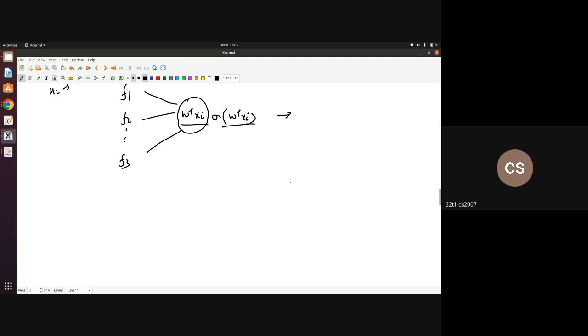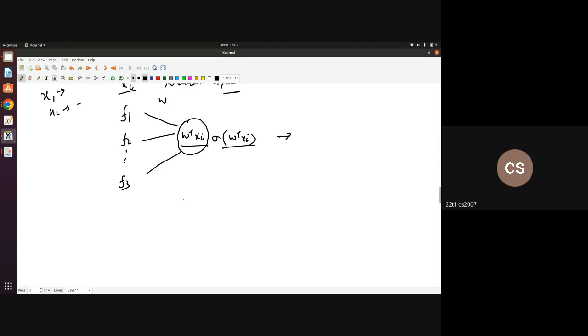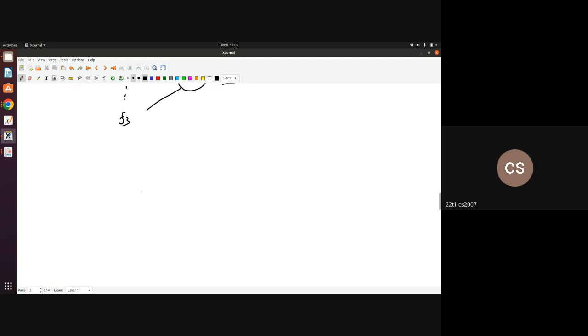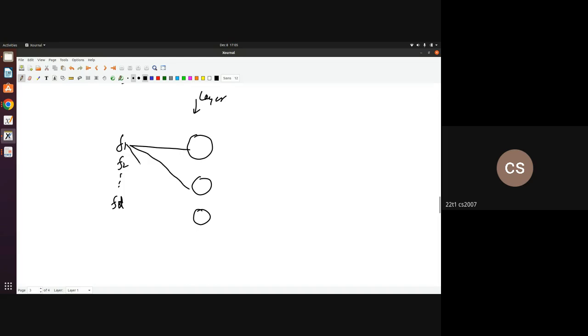Now in neural networks, what happens? We have several of such units. Once again, this will be our data. Instead of one such unit, we'll have multiple units, and we call this one layer. All these data inputs will go to all of these units, and these are called neurons.